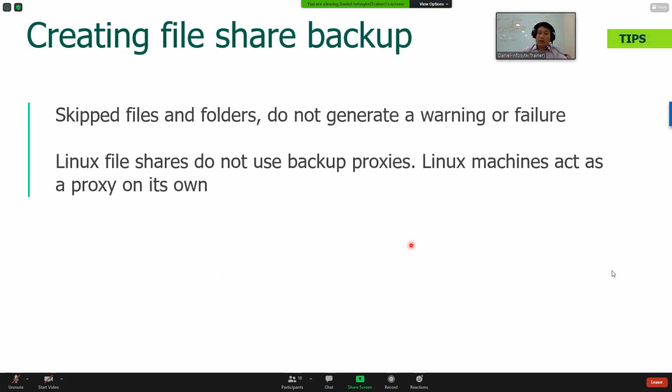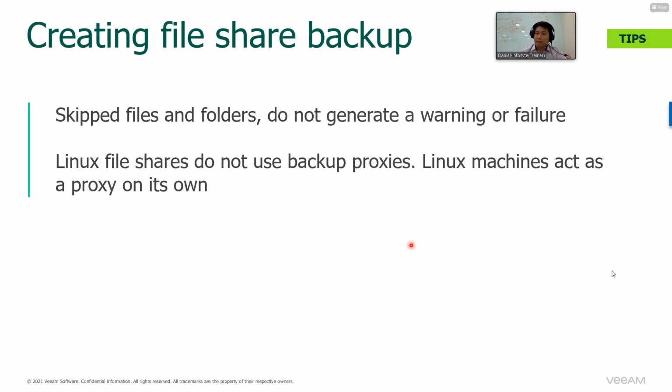So you see here, creating file share backup. Now, as we mentioned before, if you have a locked file issue, skipped files and folders will not generate any warning or failure. After a few retries, they just skip it. Then you will have an issue where certain data might be missing from a backup. That's why this is pretty important, especially when you're doing backup during office hours.